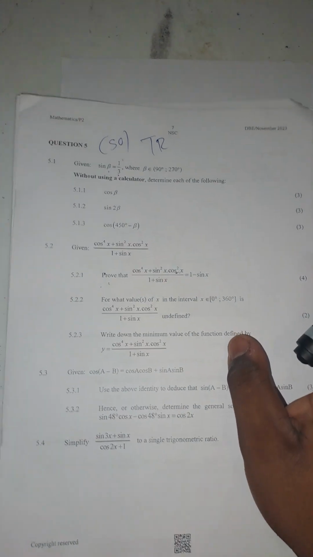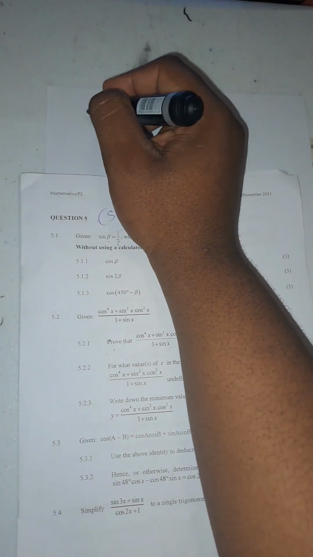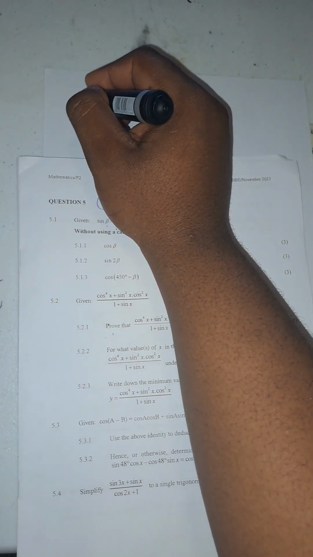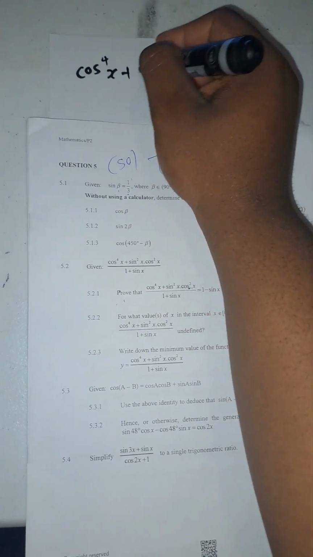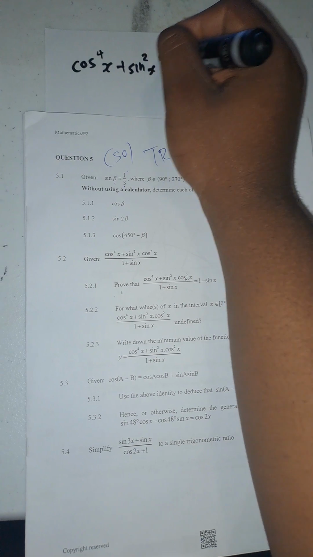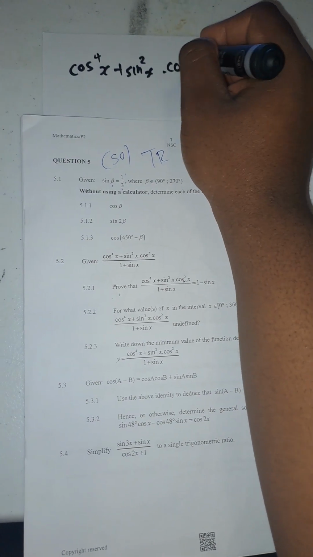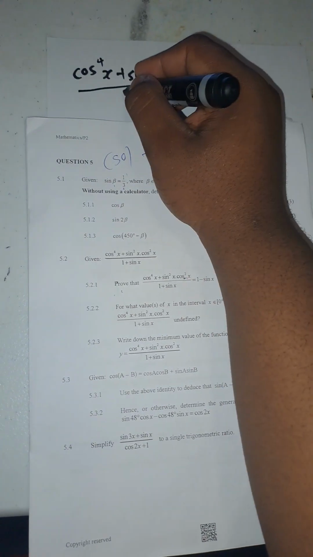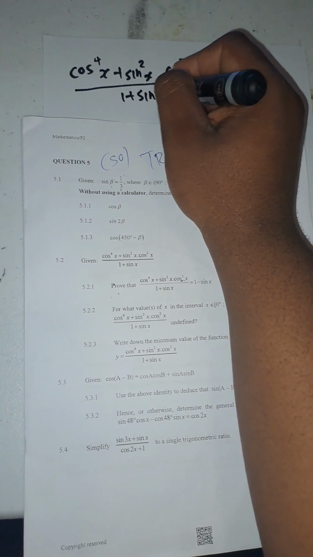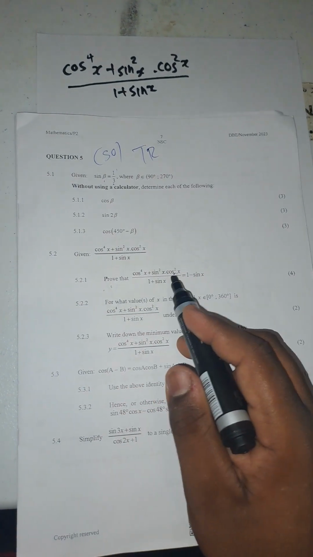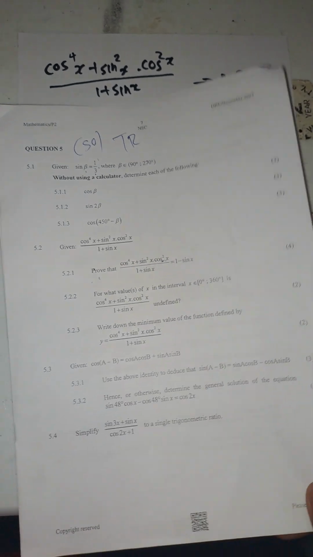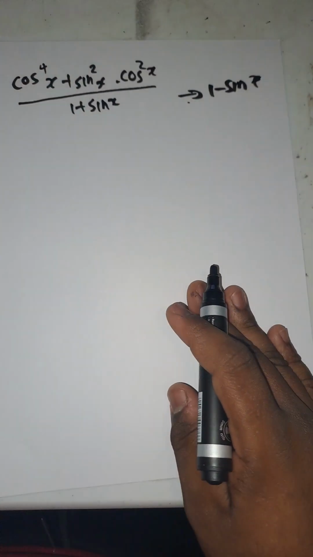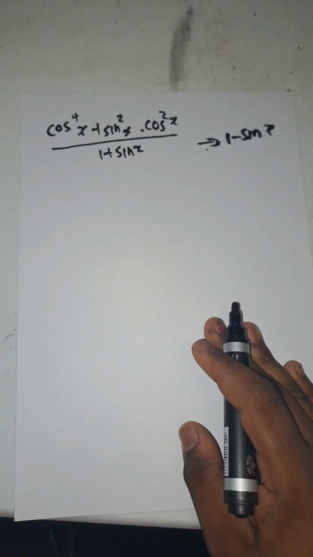It is saying given, so let me write it here: cos 4x plus sine squared x times cos squared x, over 1 plus sine x. They said that you must prove that this expression is equal to 1 minus sine x.